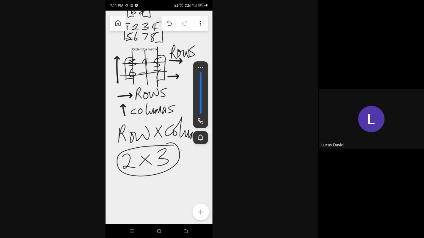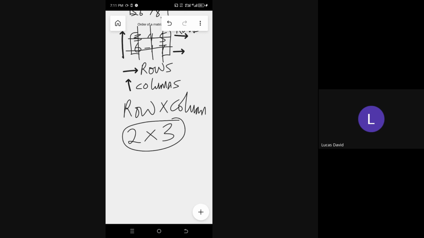Please take note. The order of matrices is read row by column. You have to state the number of rows first before you state the number of columns. So 2 rows by 3 columns. Do you understand?